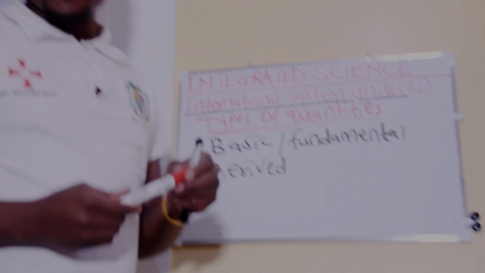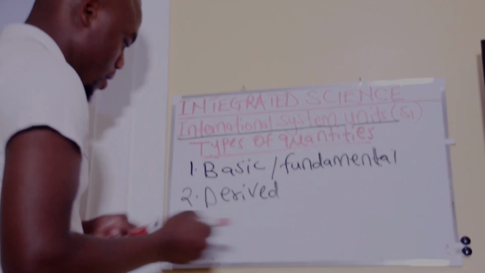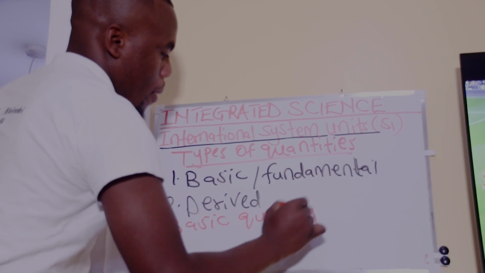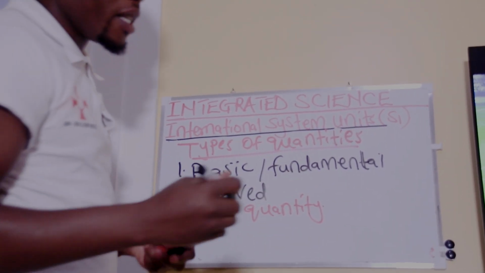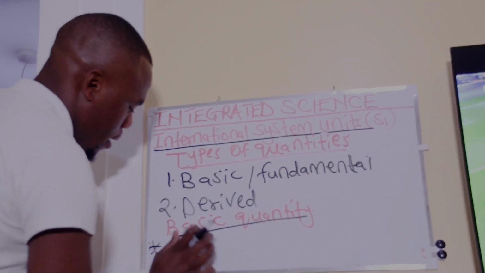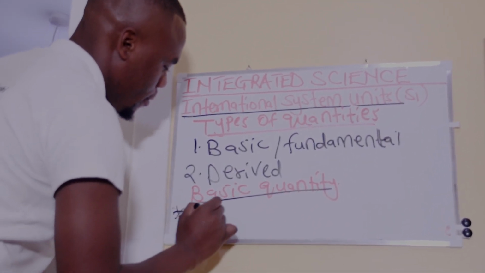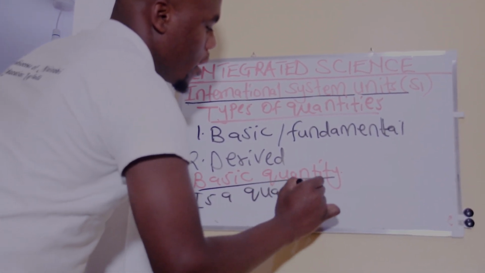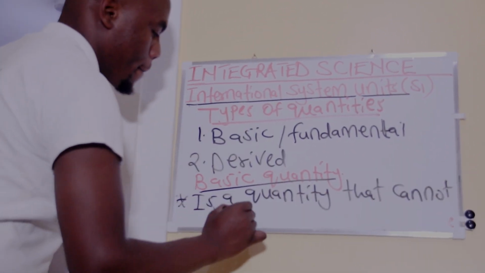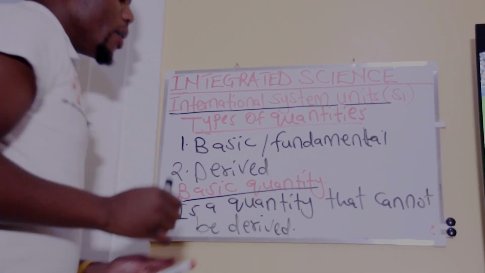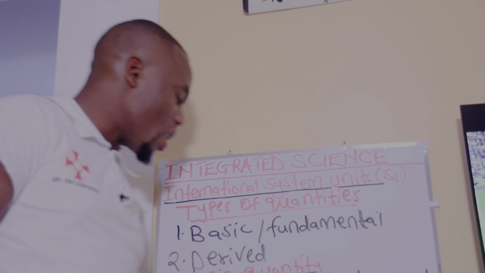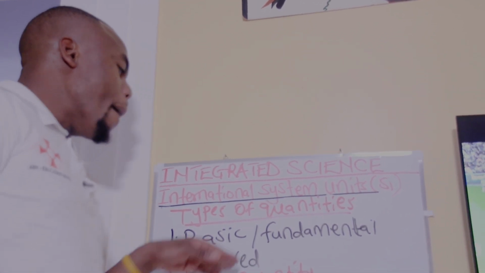Now, let's look at basic quantities. What is a basic quantity? If someone asks you what a basic quantity is, you will tell them it is a quantity that cannot be derived. Derived means what? It cannot be extracted from elsewhere. It's fundamental. It's the foundation of other quantities. So you cannot derive it from elsewhere. That's why we are calling it a basic quantity.